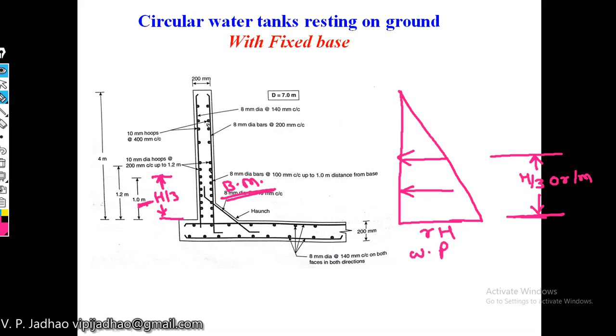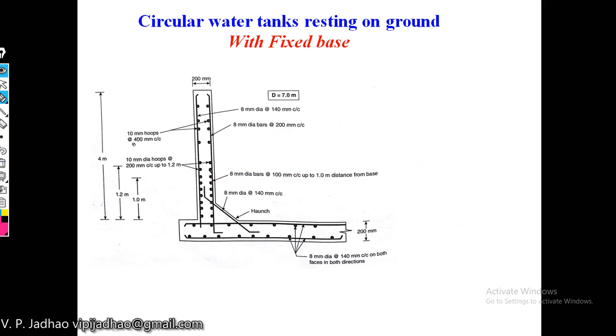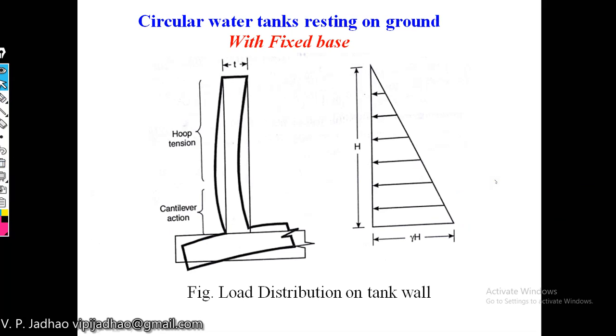whereas the remaining portion, that is the portion above h by 3, will be more predominantly affected by your hoop tension. So while designing the first portion, up to a height of h by 3 or 1 meter, we will be considering the bending moment criteria, whereas for the remaining portion we will be considering the hoop tension criteria for design. You can see the combined behavior here.